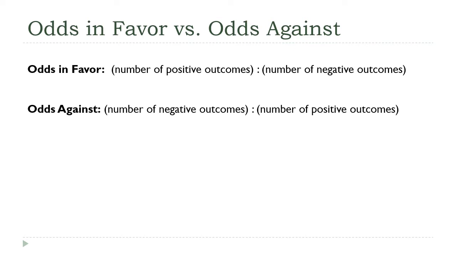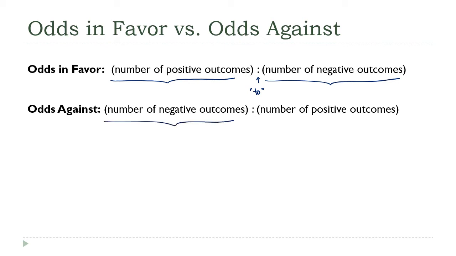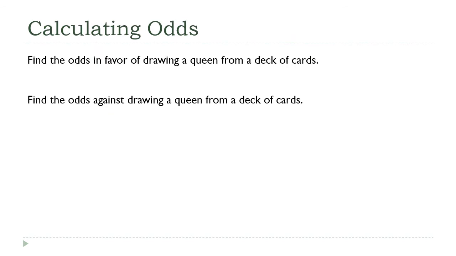The way we calculate these is the odds in favor are the number of positive outcomes to, that's how we would read that little ratio symbol in there, to the number of negative outcomes. And the odds against, it's just the other way around. If the odds against, the number of negative outcomes comes first, and the number of positive outcomes comes second. So let's look at some examples.